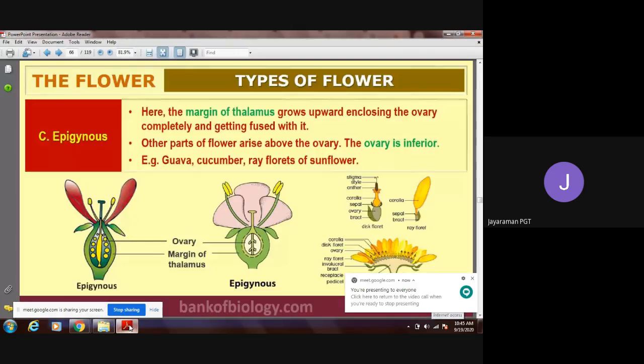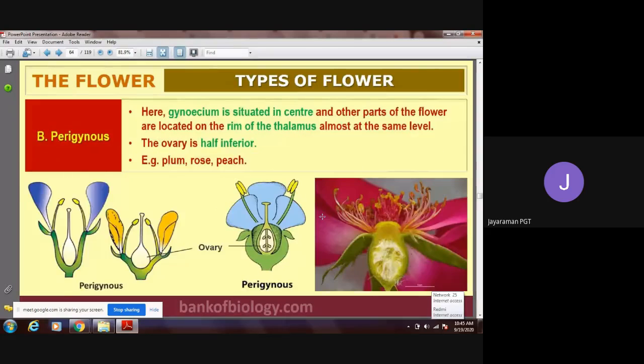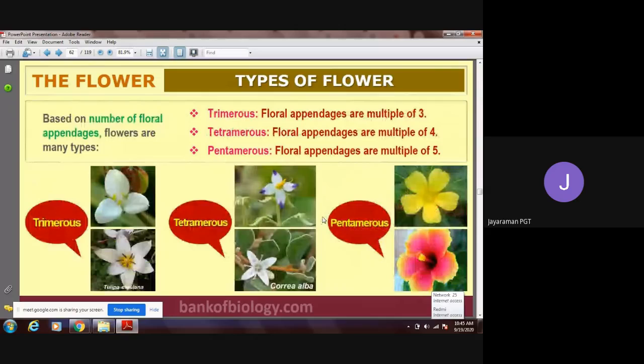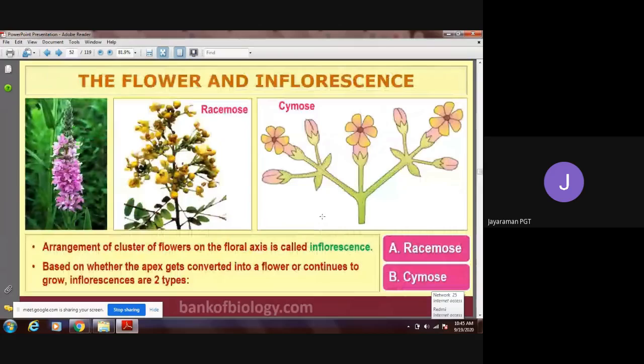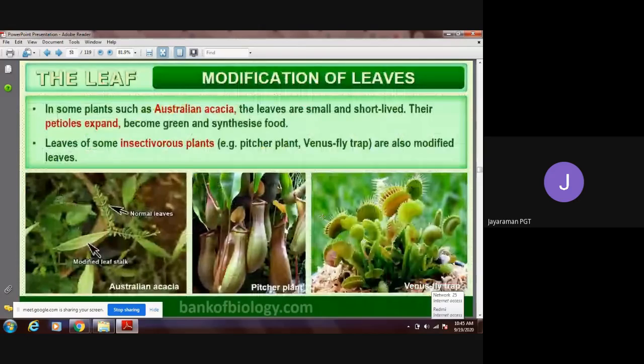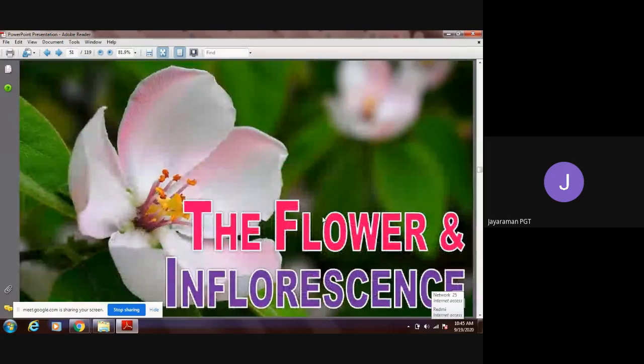Last class we discussed up to here. So you can go for a quick revision. Only flower and inflorescence are included this year from this chapter.